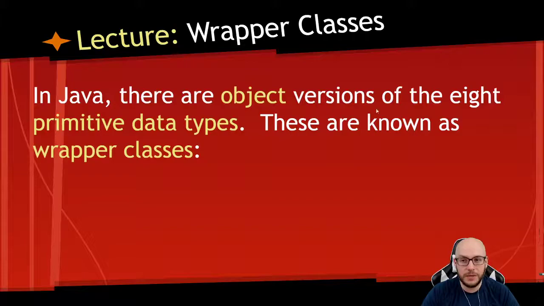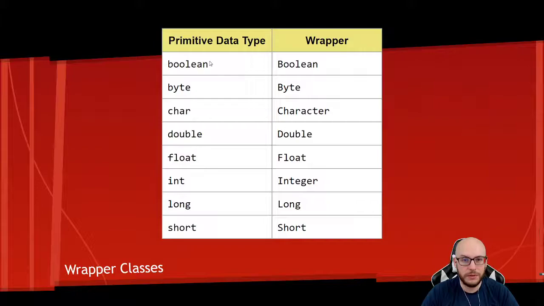In Java, there are object versions of all 8 primitive data types. These are known as wrapper classes. So for boolean, we have Boolean with a capital B. This is the convention where our object begins with a capital letter, because we name our class with a capital letter. I want you to note that the wrapper class for char is Character spelled out, and int is Integer spelled out. But for every other primitive data type, it's just a capital letter, and you get the object version.